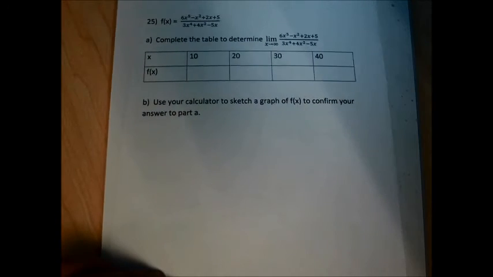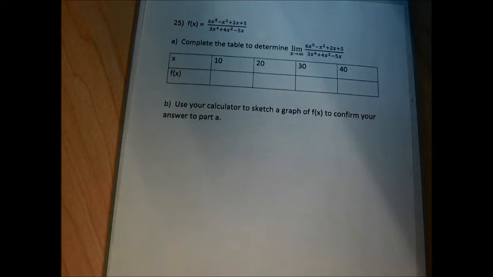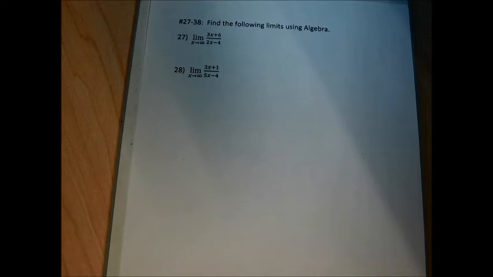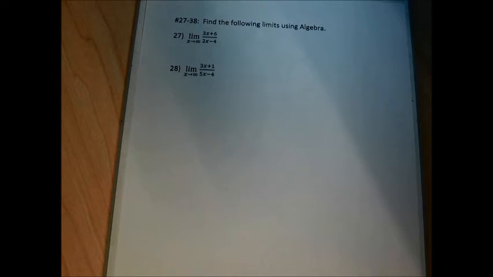So 25 wants you to make a stab at finding a limit at infinity. First, do the table, and then confirm your limit on your graph. All right, I'm going to jump into the algebra because the video is already getting kind of long. So 27 through 38 wants me to find limits at infinity. I don't need to use my calculator at all.